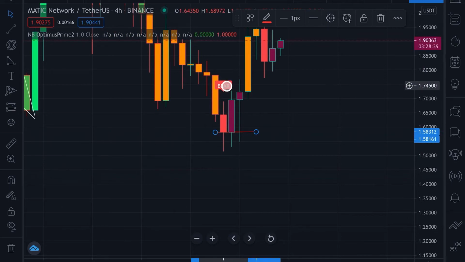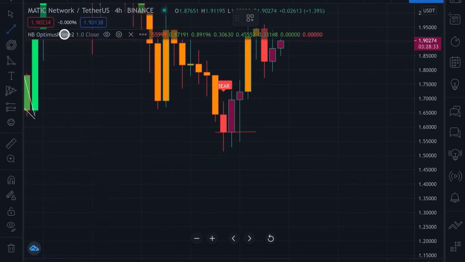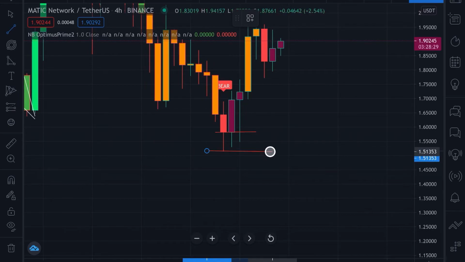So the bear signal was thrown after the candlestick closes. So this is where your entry would be on your short. Now you see the bottom of this wick here. So that is an area of profitability for your short. You can be pretty confident that you will get down to that area of profitability.